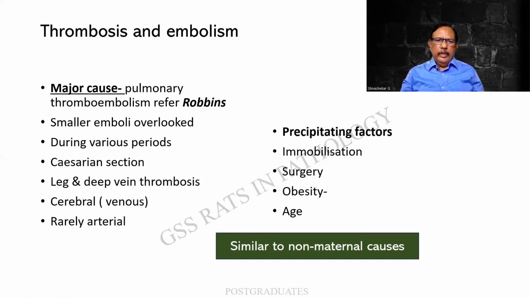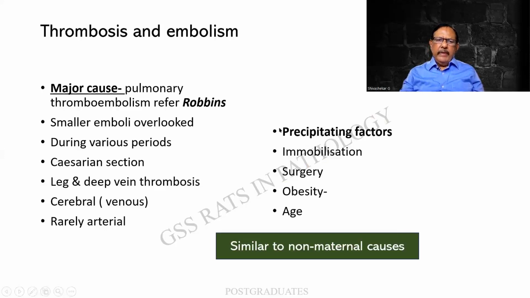Thrombosis and embolism. Look at my word over here, province. So obviously we will have to have a good knowledge of the general pathology, the circulatory disturbances. Many a time we find that the smaller emboli are overlooked. They cannot be traced. They can occur during various periods, not necessarily during delivery alone. In a cesarean section, also they can be associated with leg vein thrombosis, resulting in the cerebral venous embolism, or sadly we find in 2% of cases there can be arterial embolism.